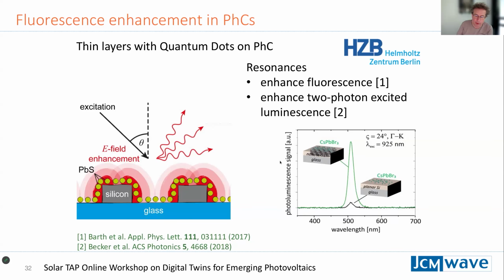So this is in principle also interesting for future photovoltaic devices where you might use photoluminescence or recycling of photons which are absorbed in one layer and could be transferred into another layer of a multi-junction cell, for example.